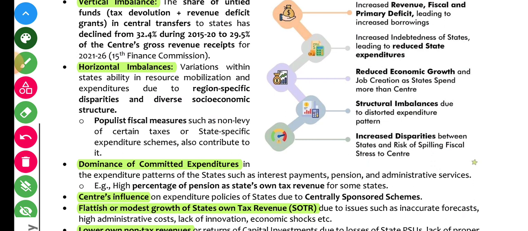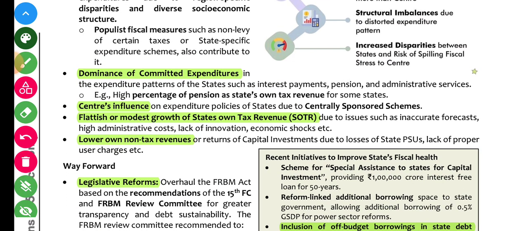Okay, and next is dominance of committed expenditure, like the percentage of pension as a share of states' own tax revenue for some states. Next is the center's influence on state expenditure due to centrally sponsored schemes. Flattish or modest growth of states' own tax revenue, so you can remember this, and lower non-tax revenue.